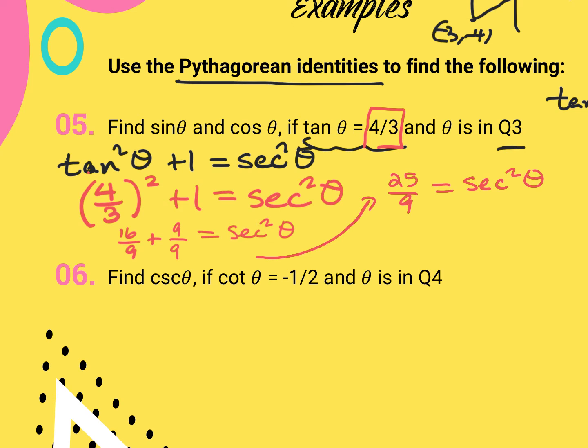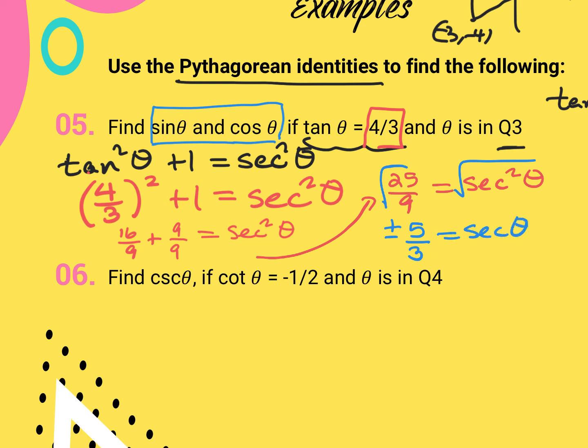Notice what I'm asked to find is just sine theta and cosine theta. So I need to square root this in order to get just secant. So I'm going to square root both sides. This gives me plus and minus. The square root of 25 is 5. Square root of 9 is 3. And this is equal to secant theta.